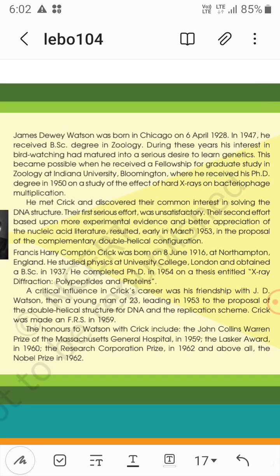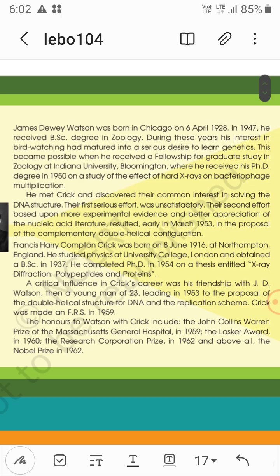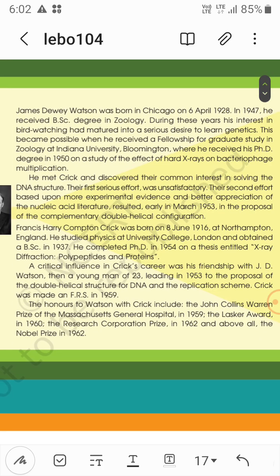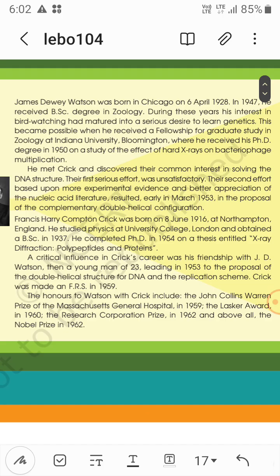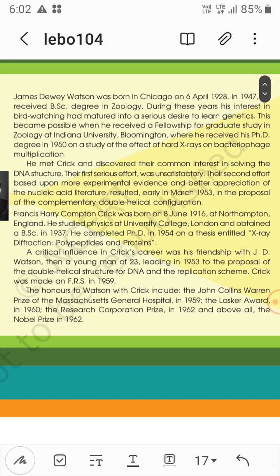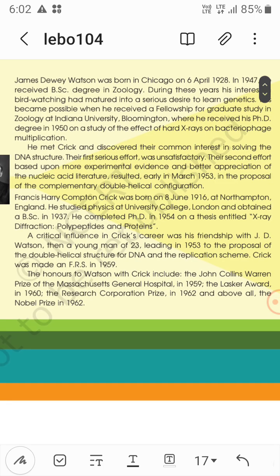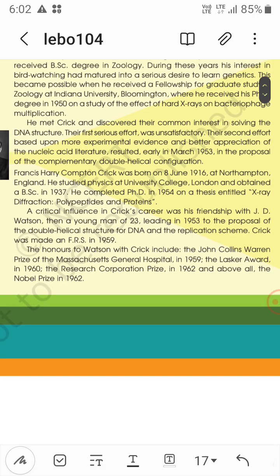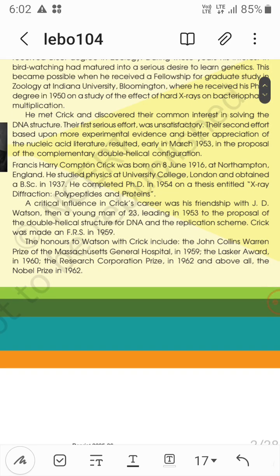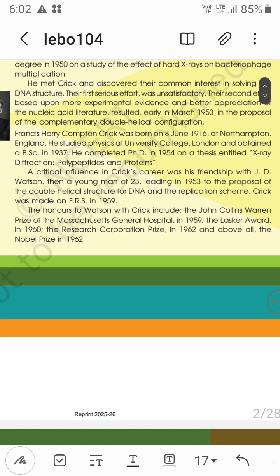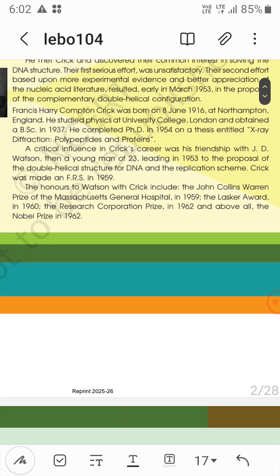Crick made the proposal of the complementary double helical configuration. Crick also wrote a thesis entitled X-ray diffraction of polypeptides and proteins.